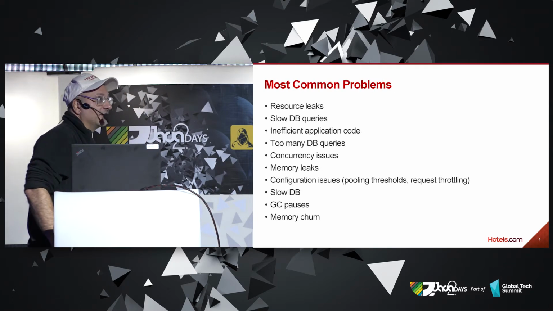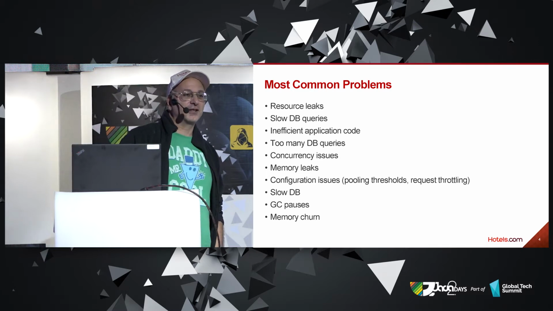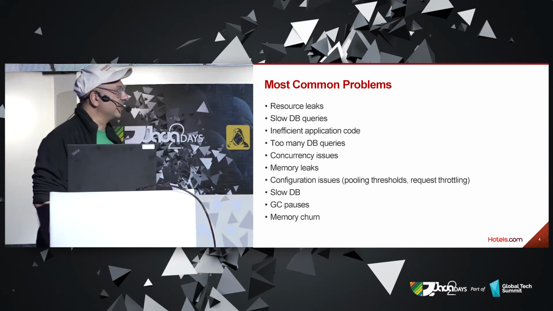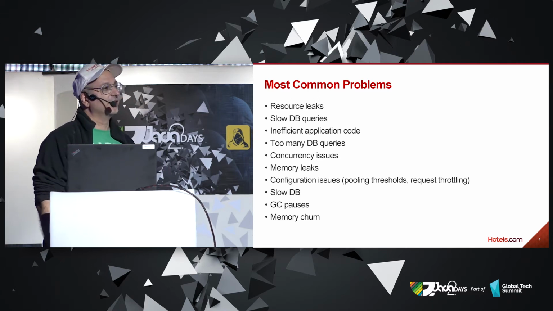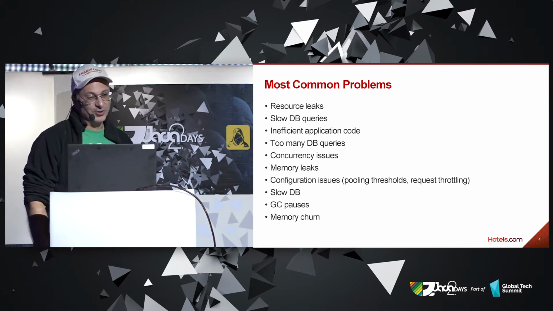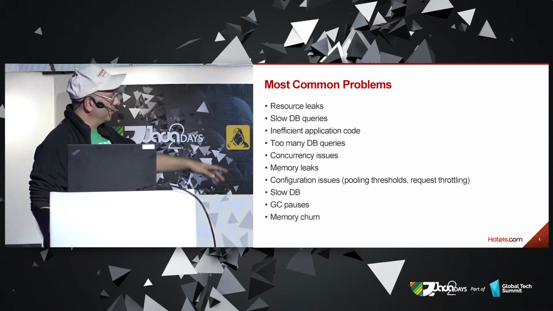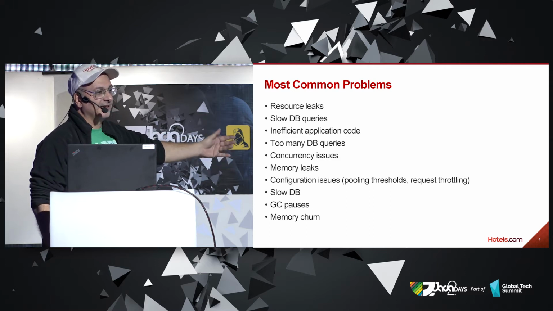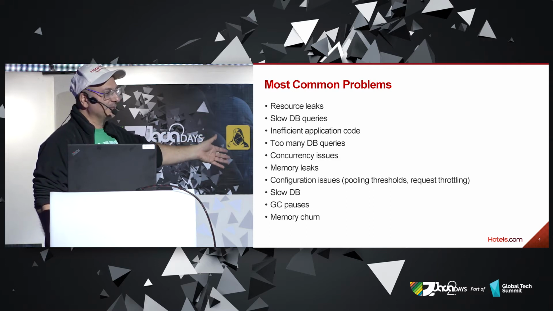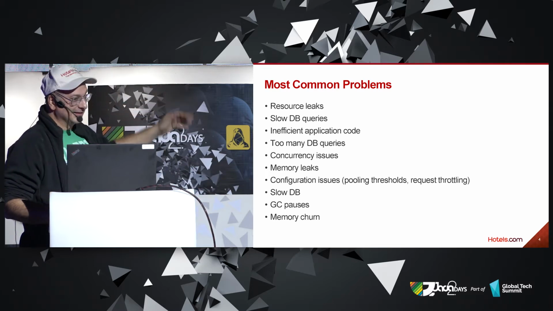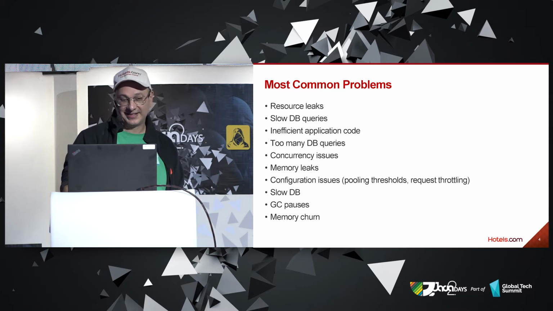So, over the years, there's been quite a lot of surveys of the common problems that developers see. And this is the list roughly in order of the amount of problems they've seen. So the most common, resource leaks, slow DB queries. The least common is memory churn. But even down at the bottom end, there's a response of about 7 or 8% of applications see that. And up at the top end, it's like 50 to 60%.